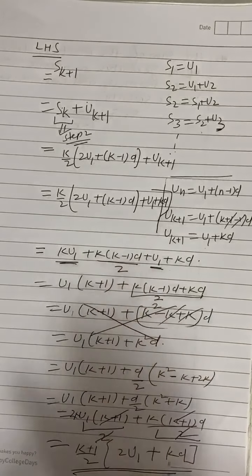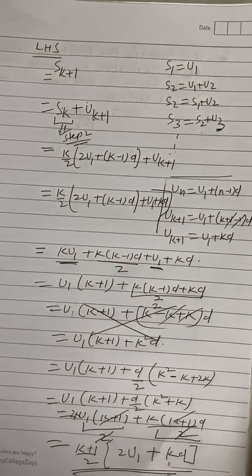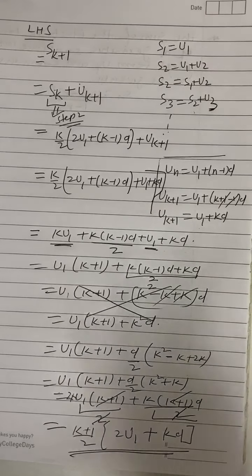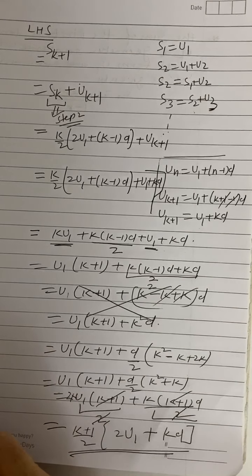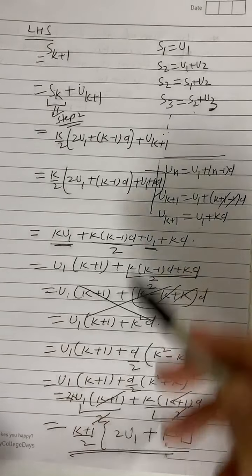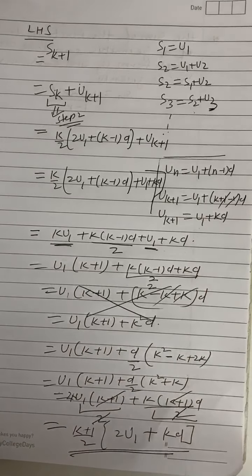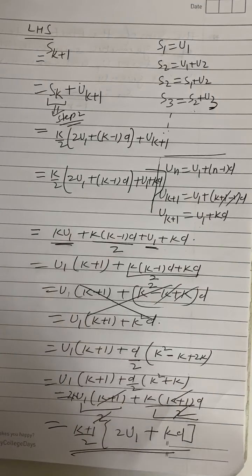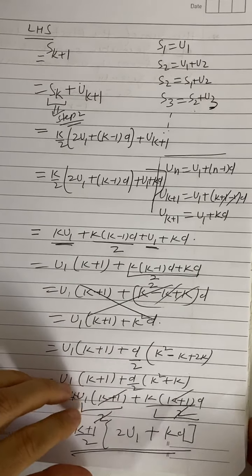Okay, and then you have to say the concluding statement that since we showed that the given statement is true for n equal to 1, and by assuming that it's true for some n equal to k, we proved that it is true for n equal to k plus 1. So therefore, by the principle of mathematical induction, it is true for all n.